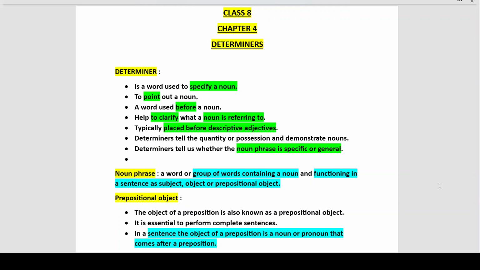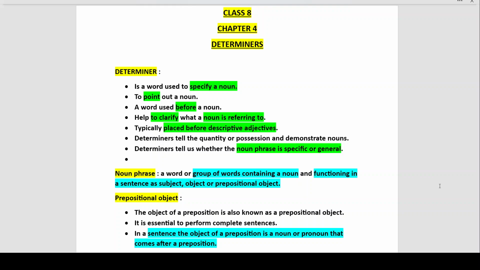Today we shall do your chapter 4, determiners. Now what is a determiner? A determiner is a word which is used to specify a noun. Now what do you understand by a noun? Any name, place, animal or thing is called a noun. So the word which specifies or points out a noun is used as a determiner.